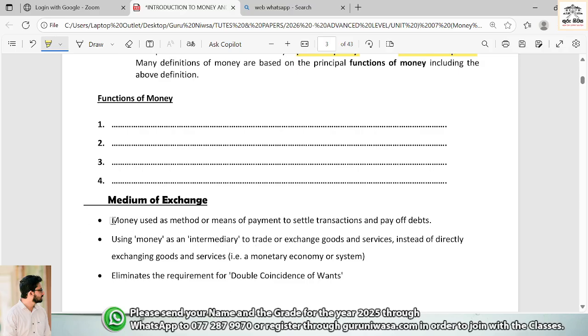Medium of exchange means money used as a means of payment to settle transactions. Which means, when you buy goods and services, you can pay the amount or settle it in cash, in money. This is called medium of exchange.